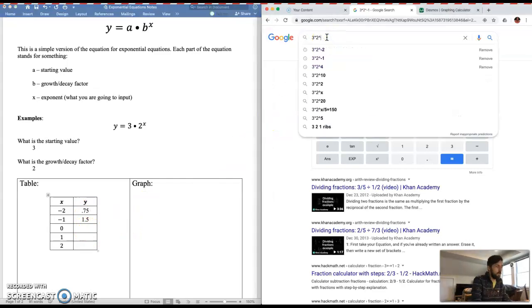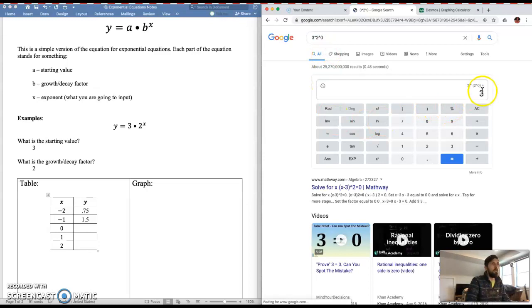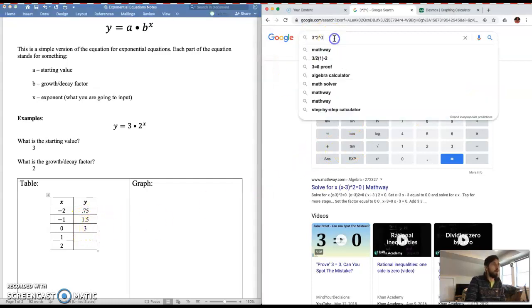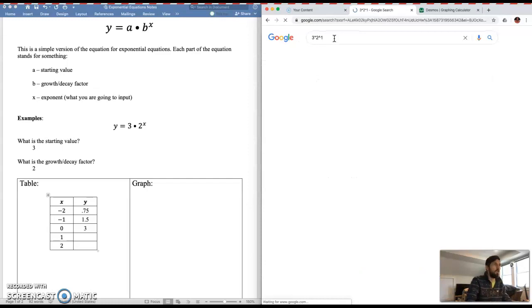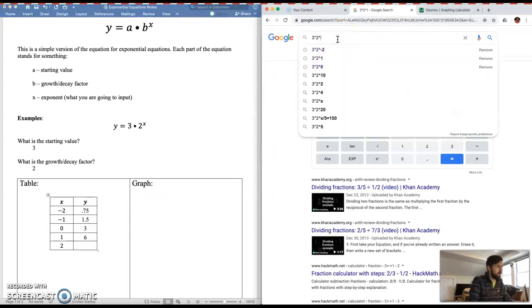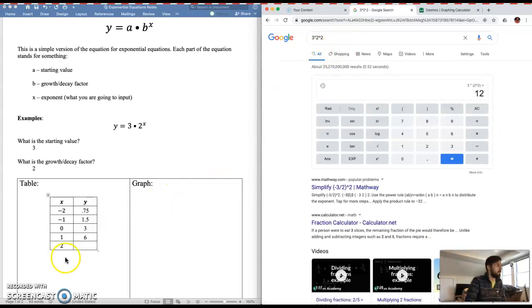Next number up is 0. So that is just going to be 3, and that should make sense because when you raise a number to a 0 power, like 2 to the 0, that's the same as just 1, because anything to the 0 is 1, so 3 times 1, just 3 down there. Next number up is 1. So we are going to get 6, and the next number up is plugging in a 2, 3 times 2 squared, that is going to be 12.